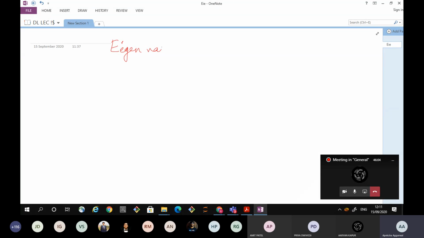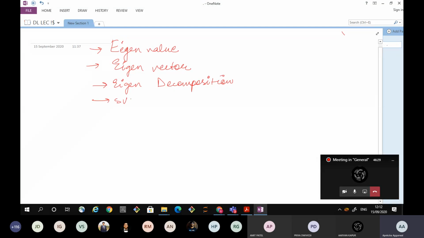Eigenvalue, eigenvector. Okay, and why do we use it, what is the need of using it, and what is eigen decomposition basically. Decomposition, and what is SVD. So we are going to discuss these four today.